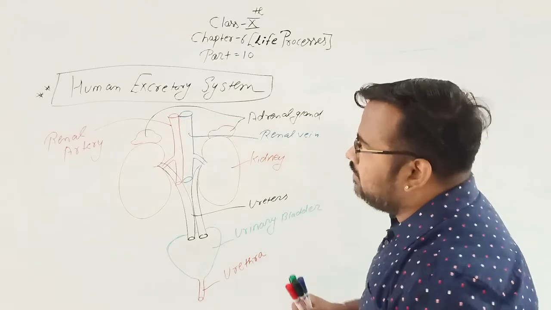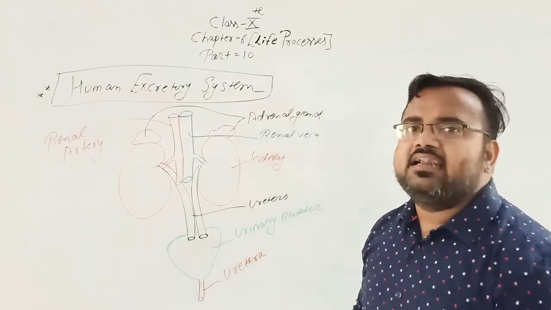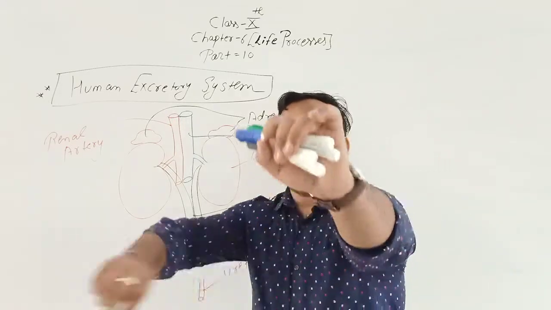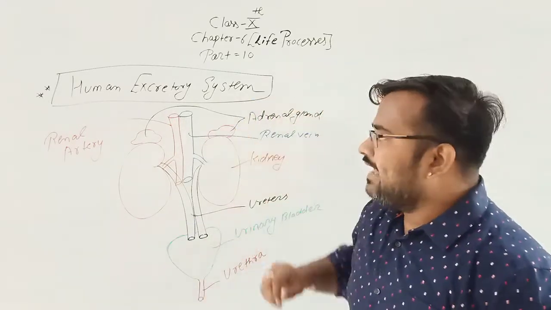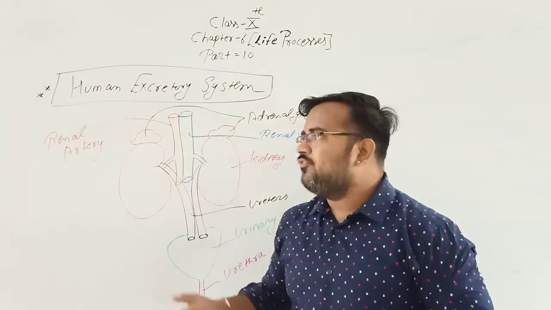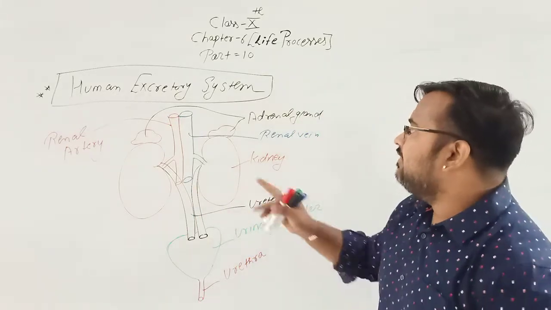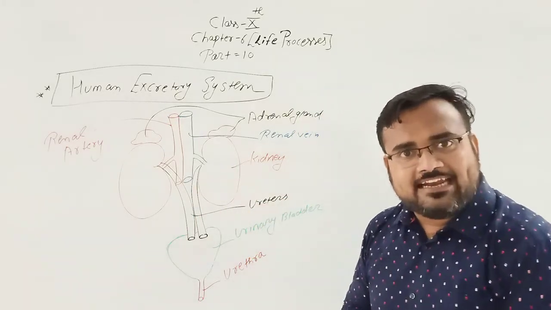Now we'll see the clear-cut description of each and every part of the diagram. First we'll see the pair of kidneys. First, there are a pair of kidneys in the human excretory system.